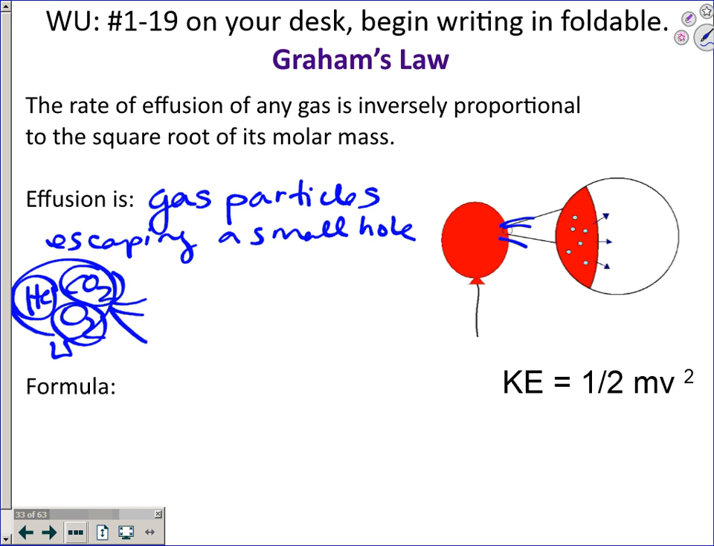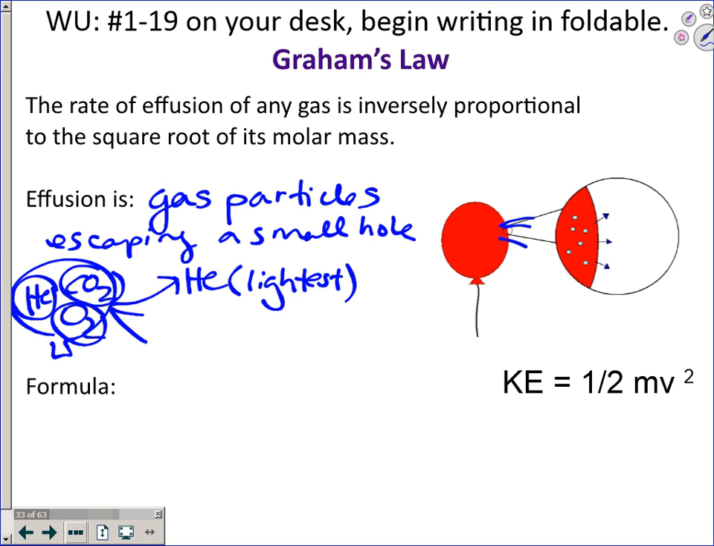What do you guys think? Helium, oxygen, or carbon dioxide? Helium. Why helium? No, that's actually not the reason. It's true it's helium, but it's not the reason. Anybody else? It's not the fact that it's not diatomic. It's the lightest, right? So the smallest thing, meaning that's the lightest, is the first one to escape.